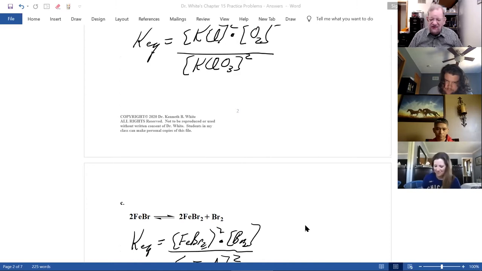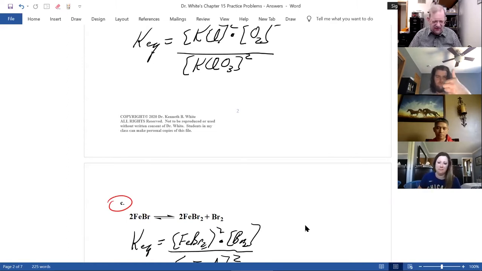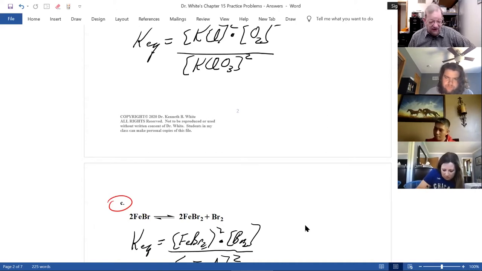Can everybody see C at the bottom? Right here. Write the equilibrium constant for ferrous bromide going to ferric bromide and bromine.